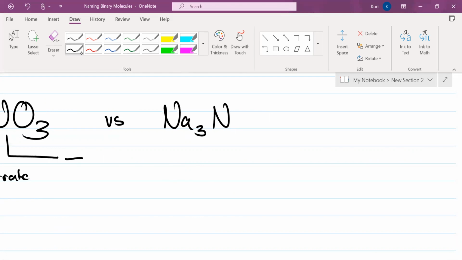These are questions that you will be asked. How do you know that it is ionic? Kevin? It's a metal and a non-metal. Therefore, will you be using prefixes? No. So what is the name of this compound? Sodium nitrite is correct.